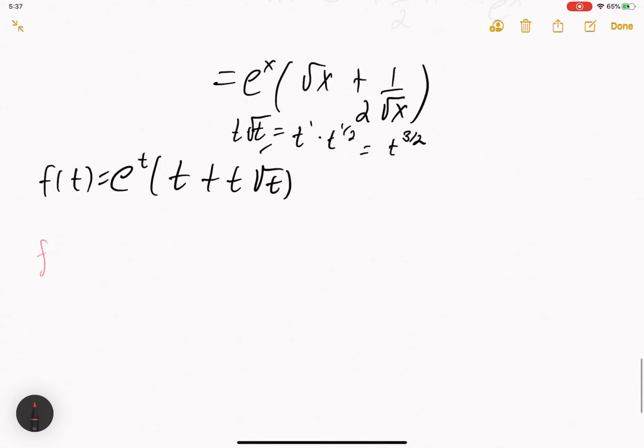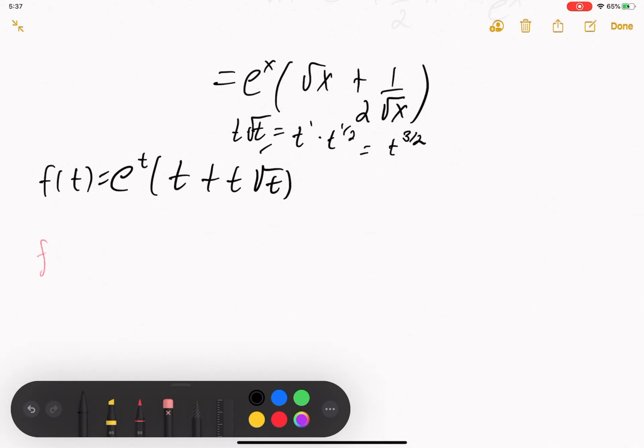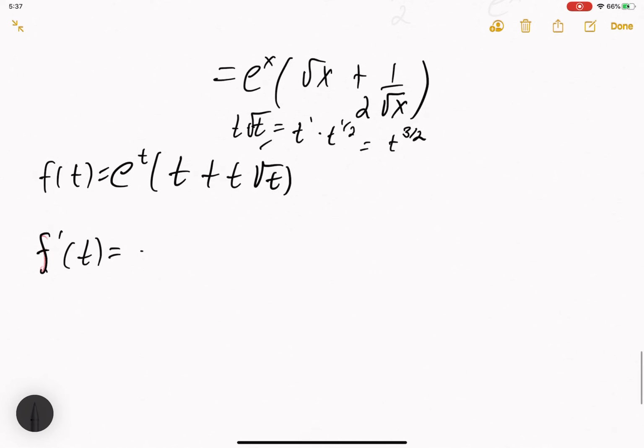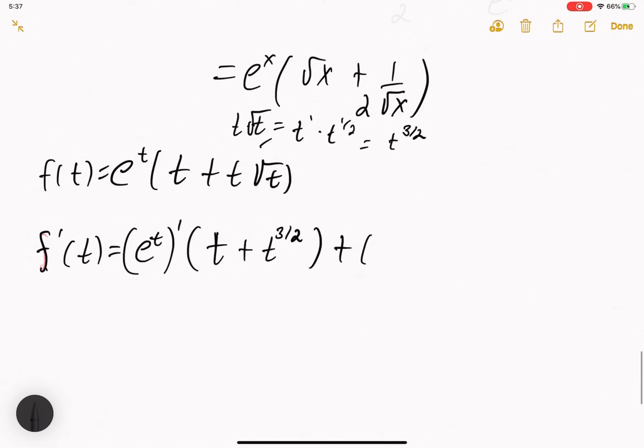So f, whoops, that's not what I want. Okay, so f prime of t is going to be equal to, so remember what I said? It's going to be the derivative of the first. Well, actually, I'll mix it up. Yeah, I'll say the derivative of the first. So e to the t prime times the second. And instead of t root t, I'm going to write t to the 3/2. Then plus, you keep the first one the same now, then times the derivative of the second.